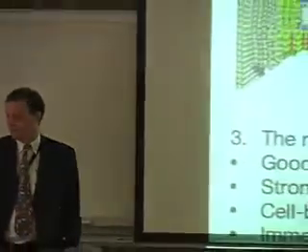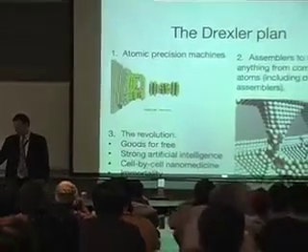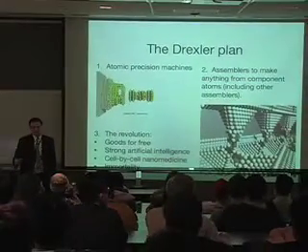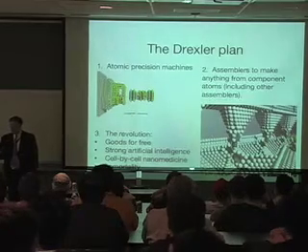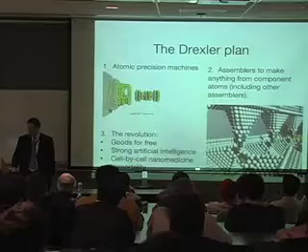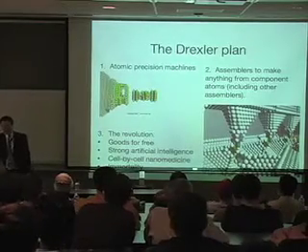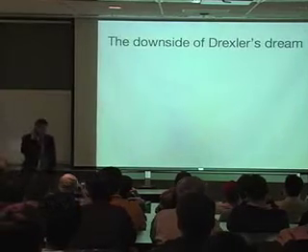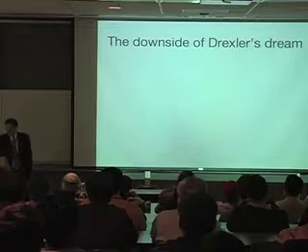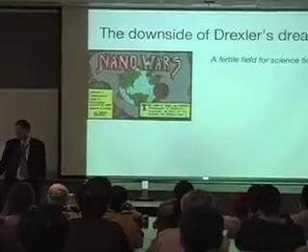So in this limit, you get this revolution of goods coming for free, strong artificial intelligence, because you can make anything. It's associated with various reductionist views about consciousness as well. This idea of being able to manipulate cells on a cell-by-cell basis, and hence, ultimately even immortality as the result of this. And of course, such a powerful vision has got a downside as well. And it's been a fertile field for science fiction.